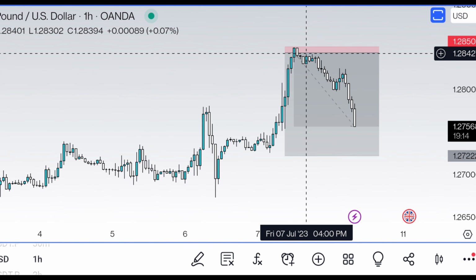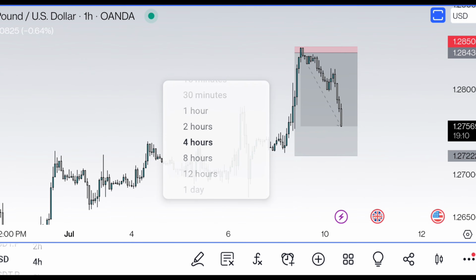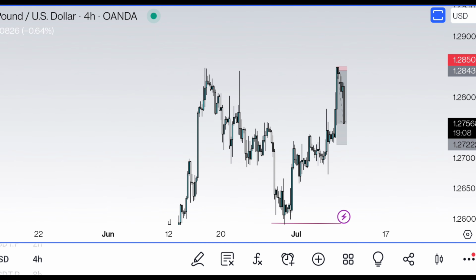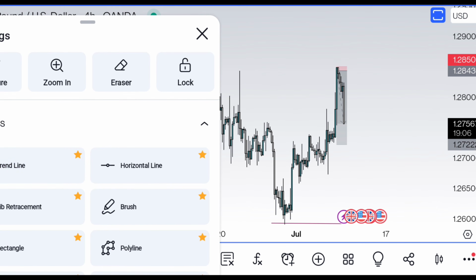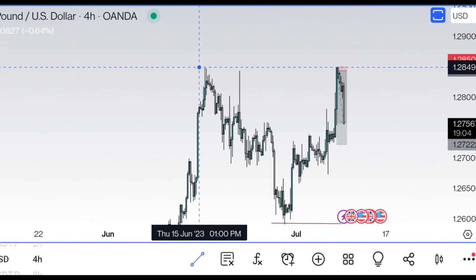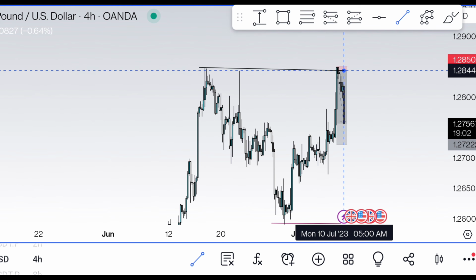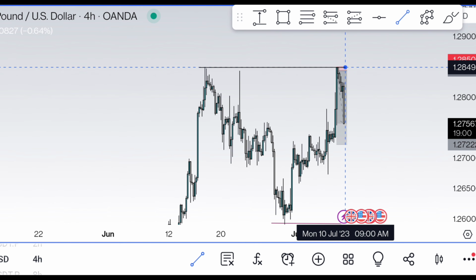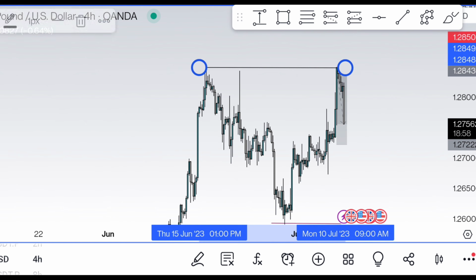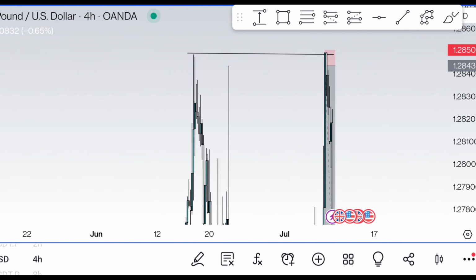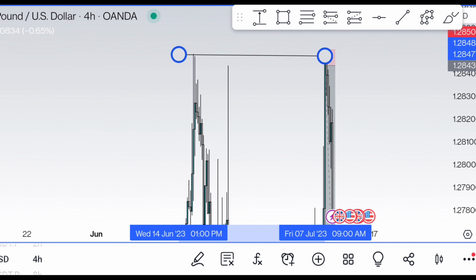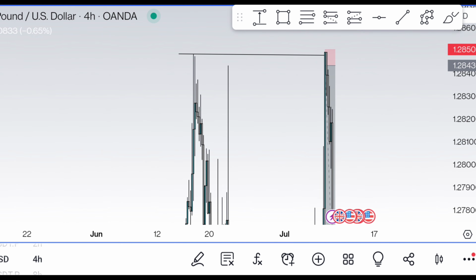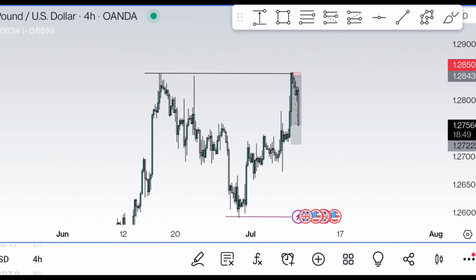So how I took this short trade on GBP. If you shift to 4 hour, you can see that we got the sweep of this high. You can see just a small wick. Now the SMT pair of GBP is euro.